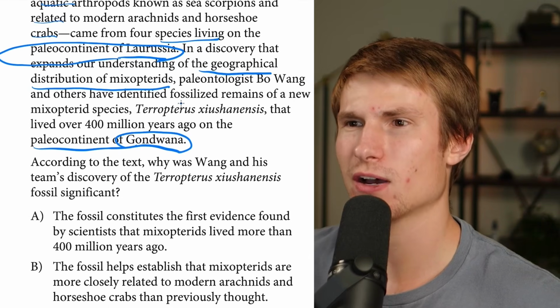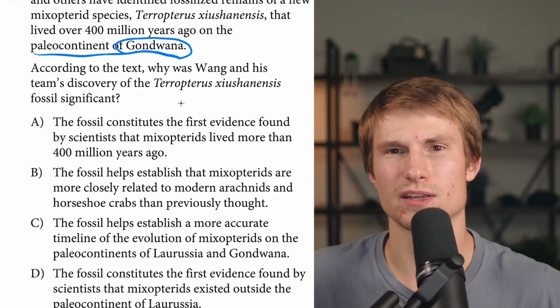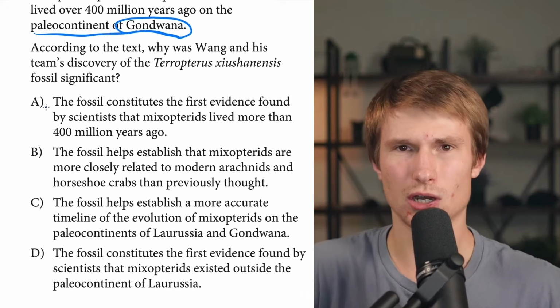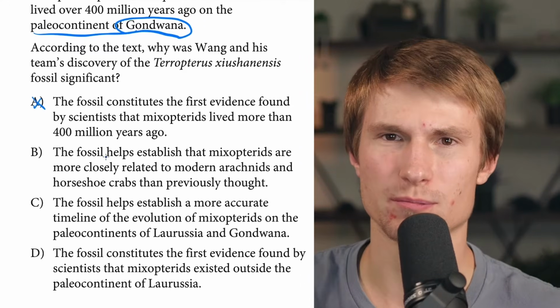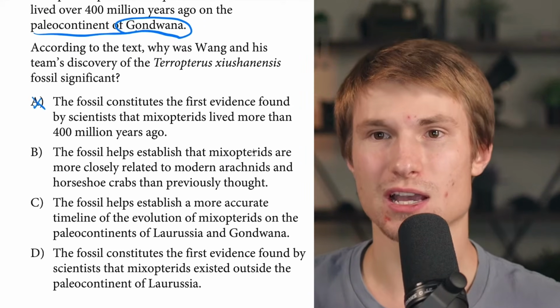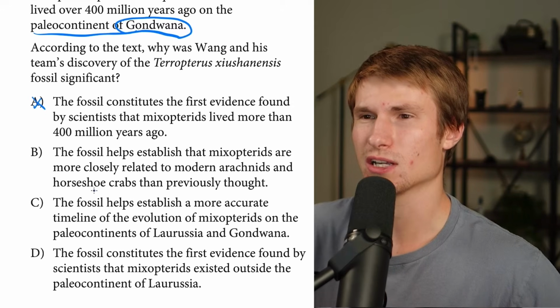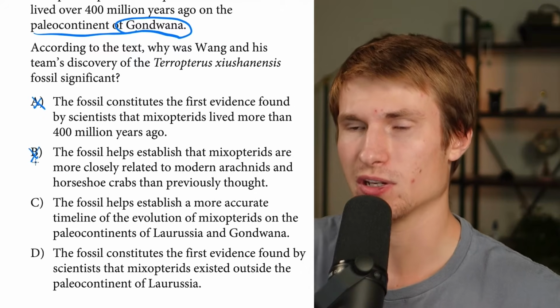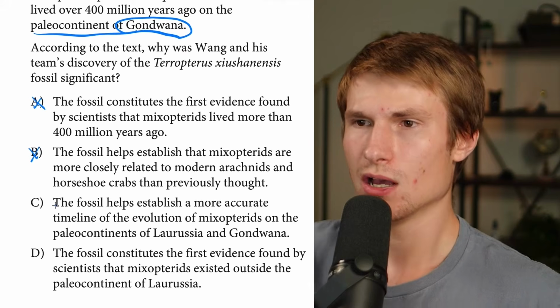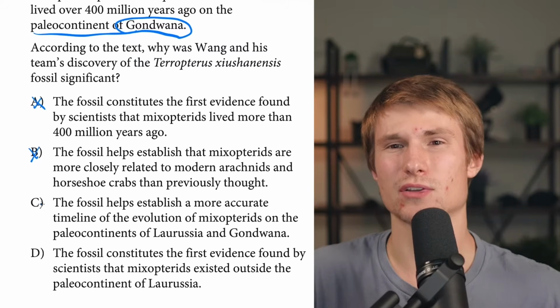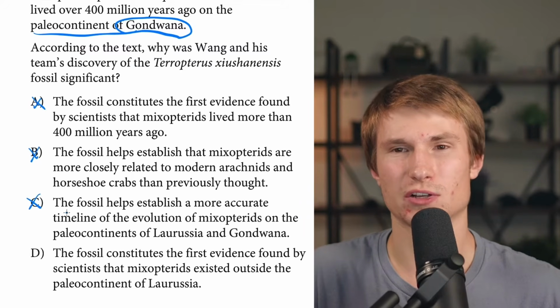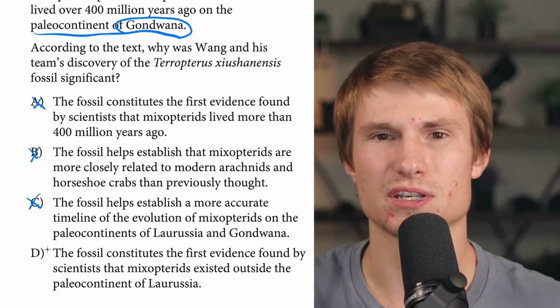We have option A, the fossil constitutes the first evidence found by scientists that they lived more than 400 years ago. No, you need to focus on the geographical distribution. We have B, fossil helps establish that mixtoperids are more closely related to modern arachnids and horseshoe crabs than previously thought. No, we need to focus on geographical distribution. C, fossil helps establish a more accurate timeline of the evolution of mixtoperids on the paleocontinents of L and G. No, we need to focus on geographical distribution.